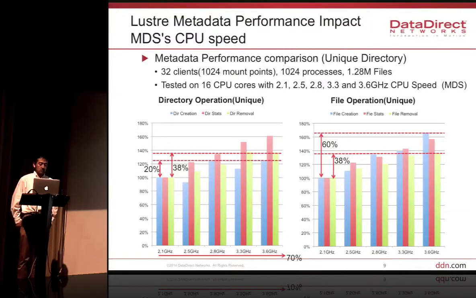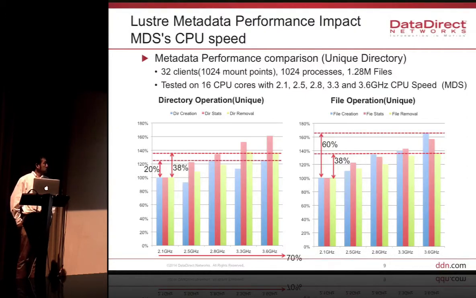Then the tested server has 16 CPU cores, but we changed the CPU speed from 2.1 gigahertz up to 3.6 gigahertz. This shows the metadata performance impact by CPU speed. On the left side is the directory operation, and on the right side is the file operation. This is a unique directory access pattern. So, how much did the performance improve compared to the baseline number, which is the 2.1 gigahertz CPU speed.